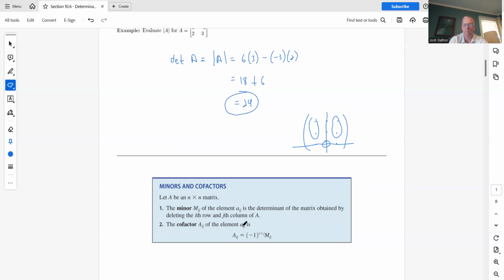The cofactor for that entry is -1 raised to the power of the row plus the column we're in, times the minor. So this is either going to be -1 or 1, depending on where you're at. In this case, this would be the third row, second column, so it would be a negative entry, because 3 plus 2 is 5, so -1 to the 5th is -1, times whatever that determinant is. So let's look at an example.